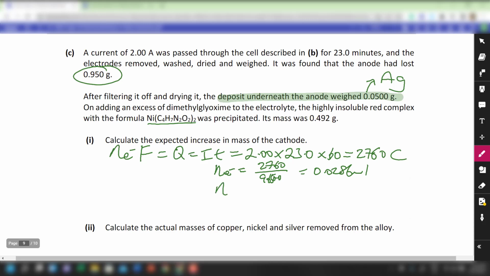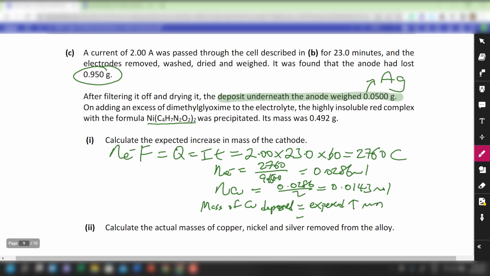So I can easily calculate the number of moles of copper. That will be 0.0286 divided by 2, so that will be 0.0143 moles. And then of course the mass of copper deposited is also the expected increase in mass. So mass of Cu deposited equals the expected increase in mass. That will be equal to 0.0143 multiplied by the relative atomic mass, that's 63.5.